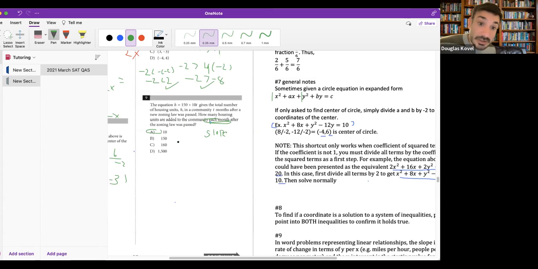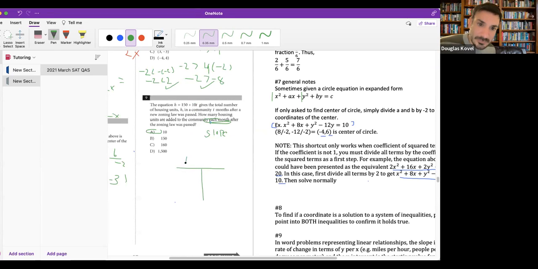Now a common wrong answer that I've had some students put for this one who've done this test with me is they put 160. You could probably imagine where they get it from: they plug in 1 for t, and they see, oh, in 1 month we have 160 housing units, so that must be the answer. However, remember the y-intercept is your starting value. So even 0 months into when it was passed, we already had 150 houses to begin with. So 10 were actually added.